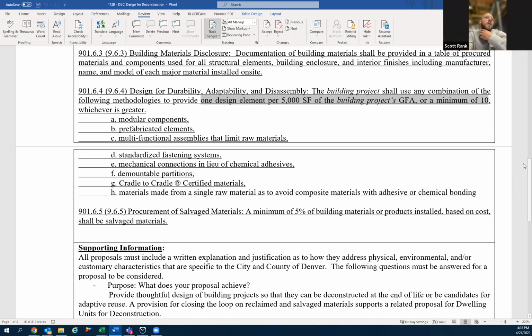Got it. Okay. Because I'm thinking of that in residential, right? A lot of the residential will fall under that 5,000 square foot. So it would be one, I guess, for that project. Well, it'd be a minimum of 10. It'd be a minimum of 10, right? So, or a minimum of 10. Okay, if it's less than 5,000 square foot. Correct. Got it.